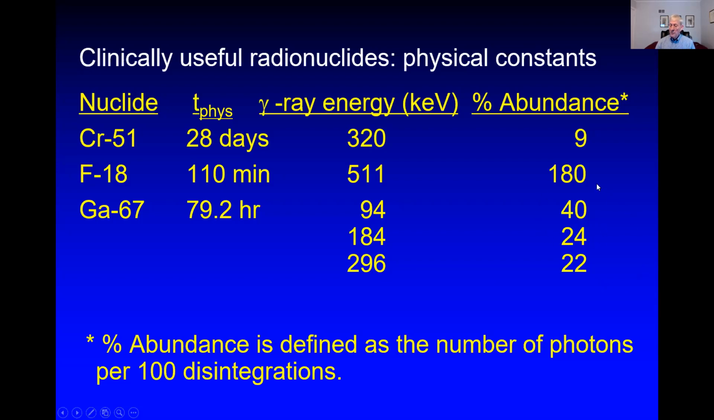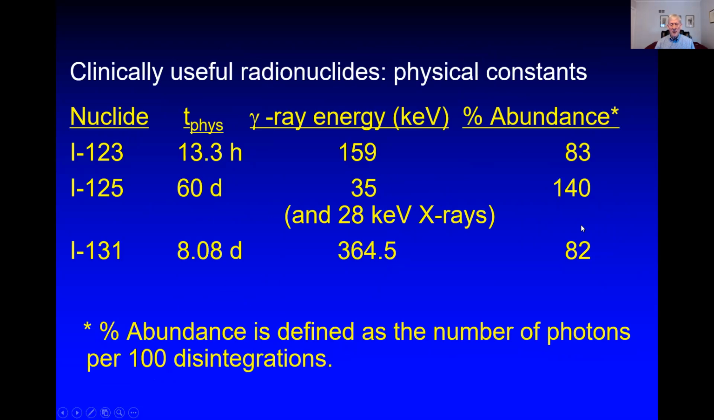We have a total of 64% abundance from these 2 photons. Anything over 50% is considered really good. So gallium has plenty of photons. We don't use it much anymore because we have better agents, but it's been around since 1971, I believe was the approval date for it. Okay, let's go to the next one.